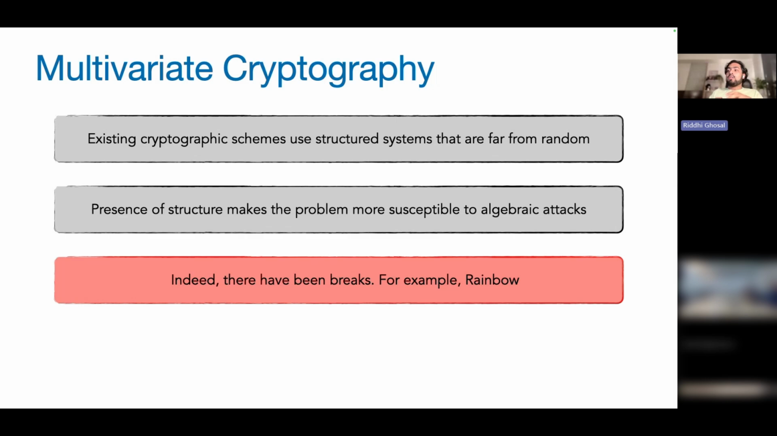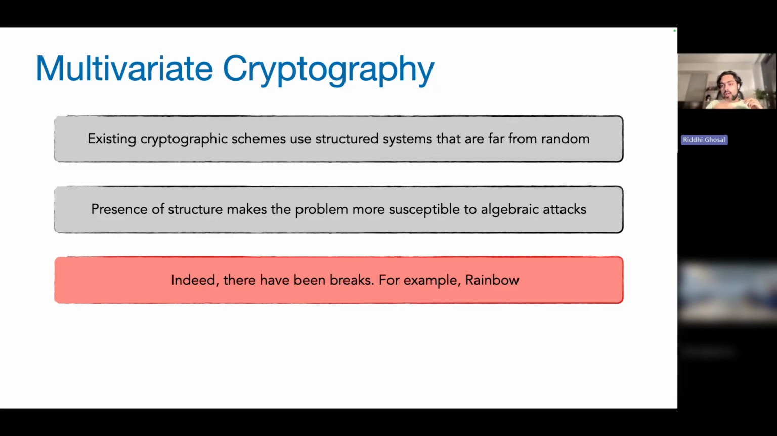And in fact, what we have seen is that there have been some problems that have been broken. In fact, this example that I've put out there, Rainbow, was one of the candidates for NIST signatures, posted, I think, in 2022. And then there was a classical attack on this problem, not even a quantum attack. So Rainbow, like all other constructions, relied on some structured polynomial under the hood. And basically, the attack obliterated that polynomial completely.